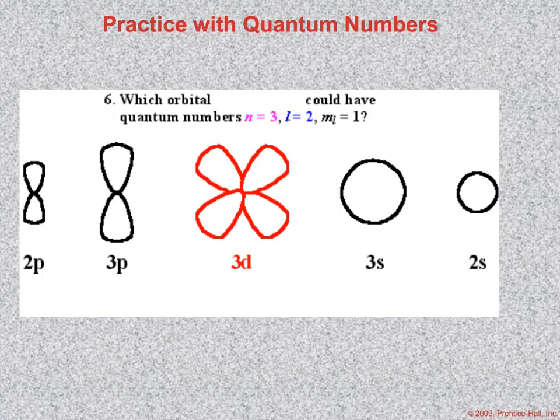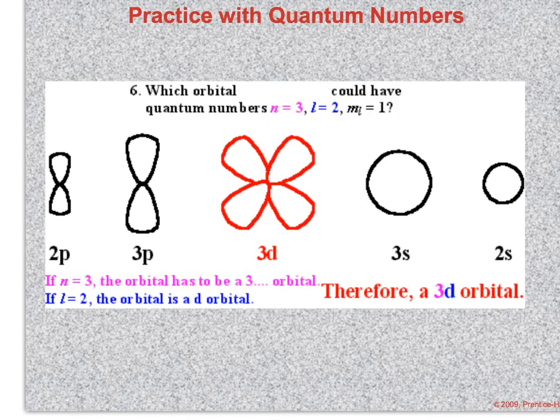Here's a sample problem that you might see on a quiz or test. Which of the following orbitals shown down here, these 4 orbitals, could have the quantum numbers given right here? I would recommend turning off the video and seeing if you can rationalize your way through this on your own. And then I will go through the rationale that I would use.